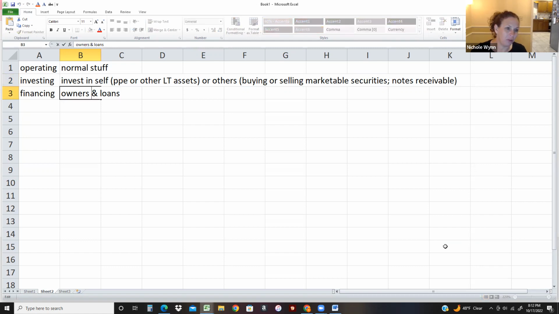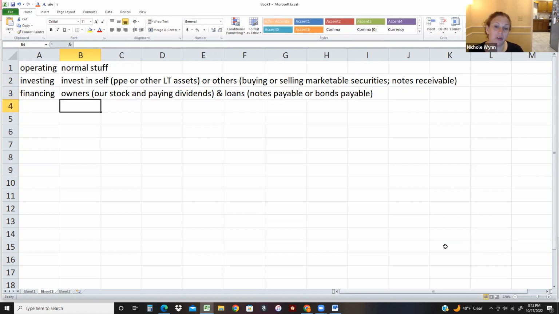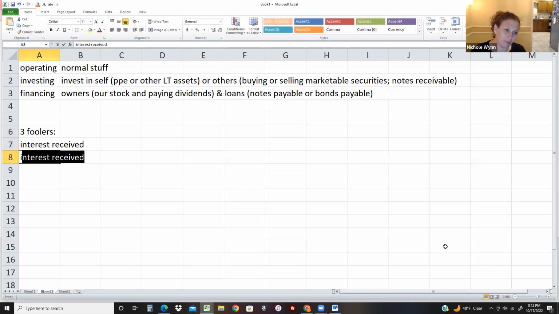For owners and loans, owners would be like issuing stock and paying dividends. Loans can be notes payable or bonds payable, so getting a loan and repaying a loan goes in the financing section. Operating is everything else. And then remember the three foolers: interest received, interest paid, and dividends received are all operating, okay?